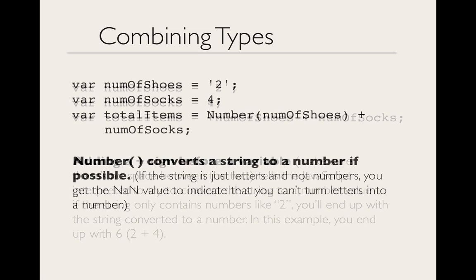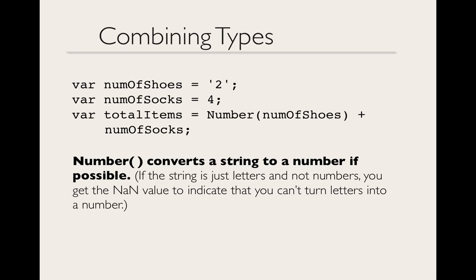Another, a little more common way of doing it, is to use a function, a verb, to convert number of shoes, a string, to a number. The verb is just a command called Number, and then you put what you want to convert to a number inside the parentheses. If the string is just letters and not numbers, you get this weird value called NaN, or not a number, to indicate that you can't turn letters into a number. A lot of times as you're creating code, you will do error detection and look for things like undefined or undeclared values, or things that are not a number when you're expecting a number. So this NaN, not a number, is something to be aware of, and we'll look at it in a lot of detail.